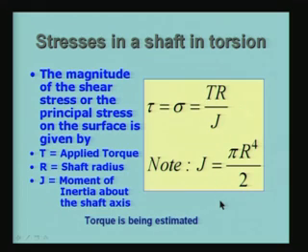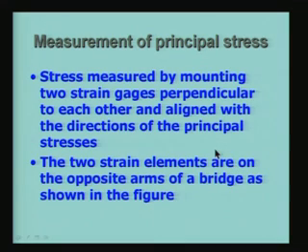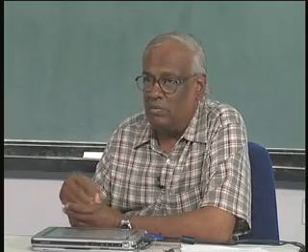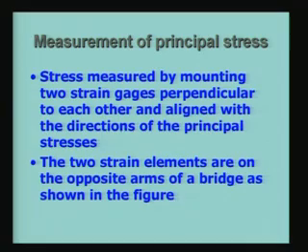Okay, let us look at the way we are going to do that. For measuring the sigma or the tau indirectly, we can mount two strain gauges perpendicular to each other and aligned with the directions of the principal stresses. If you remember, the principal stresses are at 45 degrees to the shaft axis, and therefore these two strain gauges must be aligned at 45 degrees with respect to the axis. The two strain elements can be placed on opposite arms of a bridge, because one of them is in tension and the other is in compression. So, the change of resistance on both arms will help in enhancing the signal.